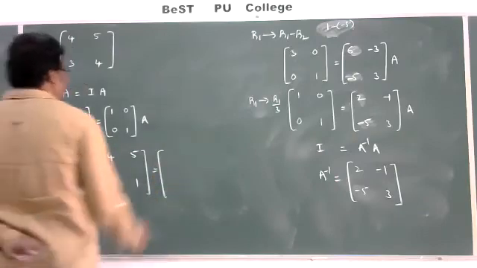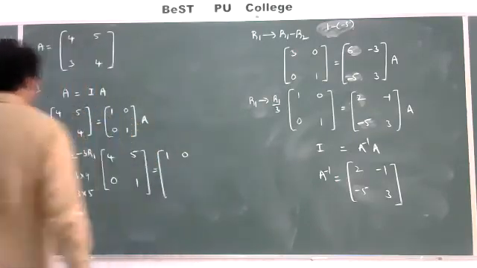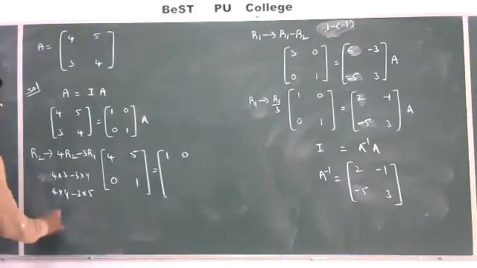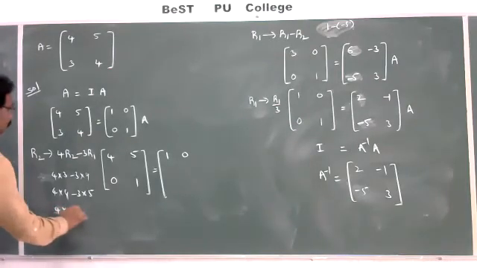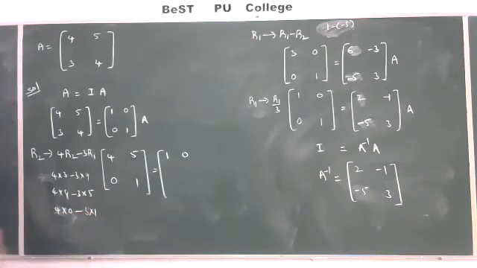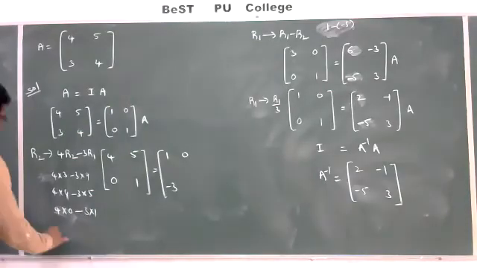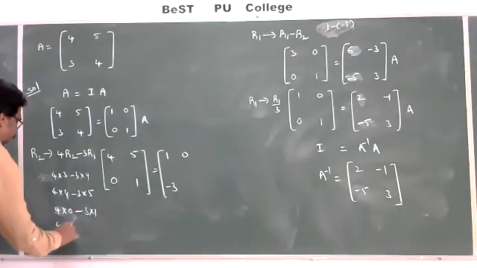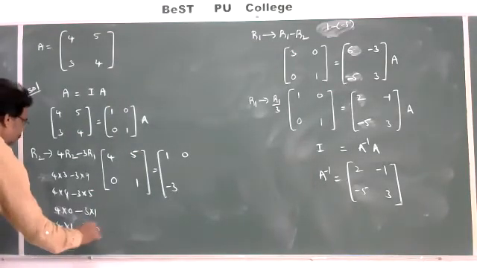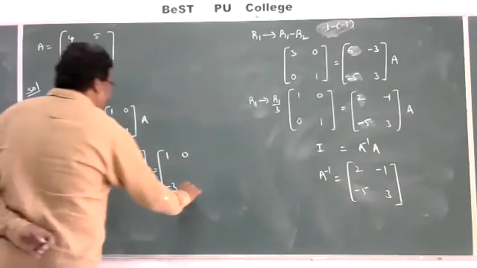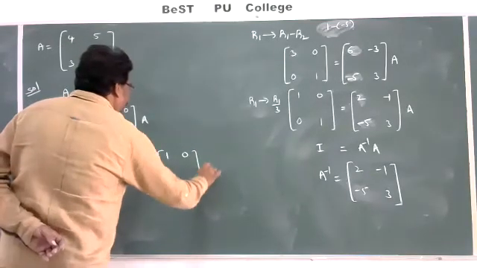Same operation here also. First row 1 0 same. Second row 4 into 0 minus 3 into 1. 0 minus 3 is this, and 4 into 1 minus 3 into 0. 4 minus 0, that is 4 here into A.